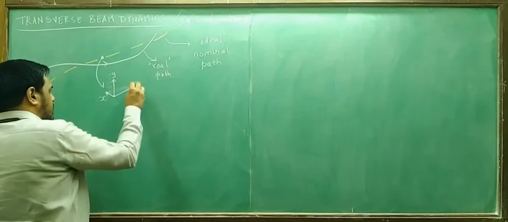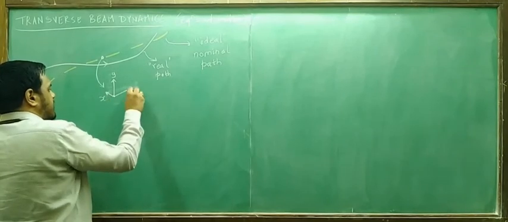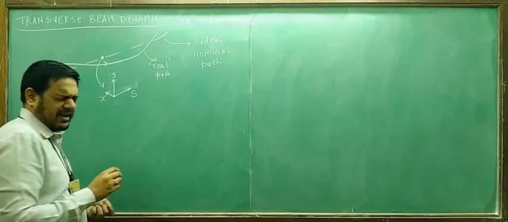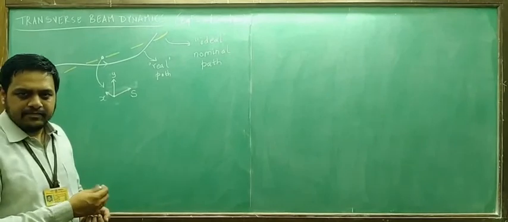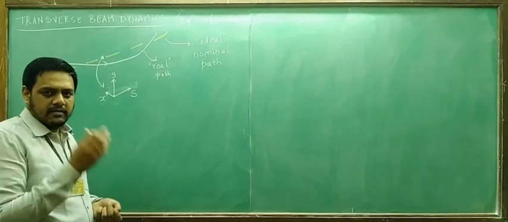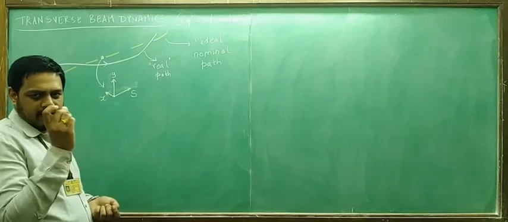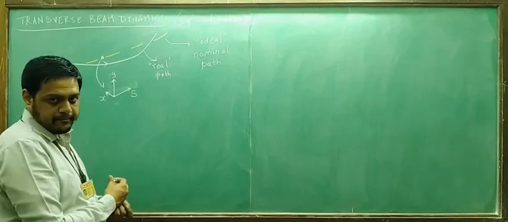Later, you can convince yourself. The motion in the direction of the nominal trajectory is not called z. It is denoted by a symbol called s. S is displacement. If you remember your school level, displacement used to be denoted by s. So s is displacement along the nominal trajectory.